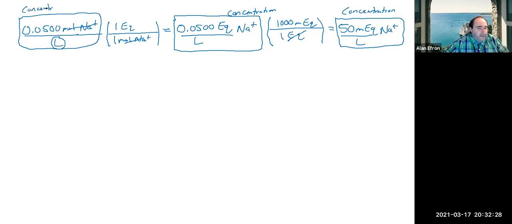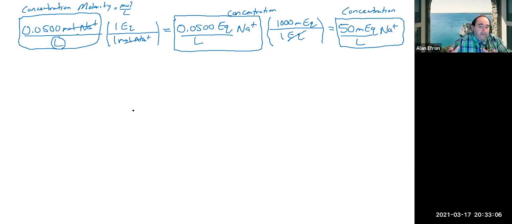This is actually what is known as the molarity of the solution, which is moles per liter. So those are all three different ways that we could express the concentration of the sodium ions floating around in the solution: 0.05 moles per liter, which is the molarity, 0.05 equivalents per liter, which is the concentration in equivalents, and 50 milliequivalents per liter, which is the concentration in milliequivalents.